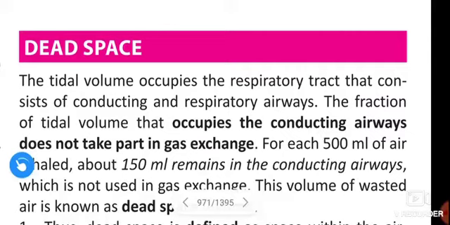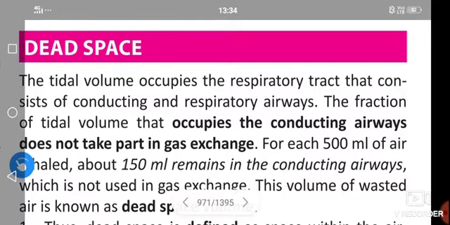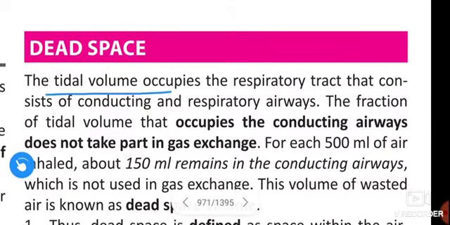In this video we are going to learn about dead space. The tidal volume occupies the respiratory tract that consists of conducting and respiratory airways.